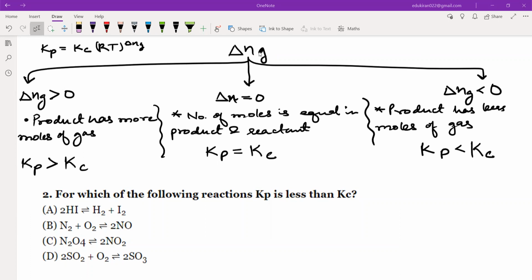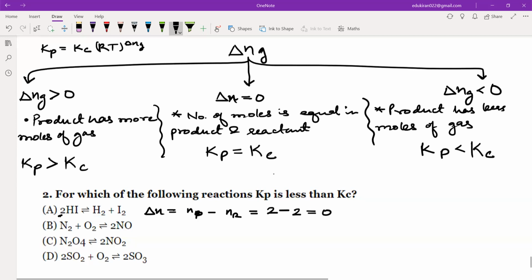So you tell me, how many moles of a reactant are there in case A? You want to check delta N, which will be equal to NP minus NR, product minus reactant. How many moles of gases in product? Two. And in reactant? One. What is the reactant here, Meenakshi? Reactant 2HI. We have two moles of HI. Yes. Now try again. So in the first case, Kp is equal to Kc.